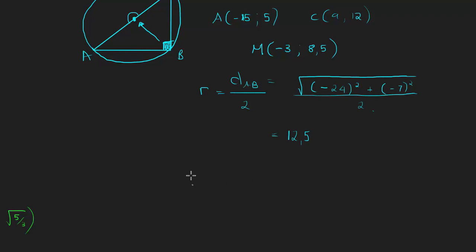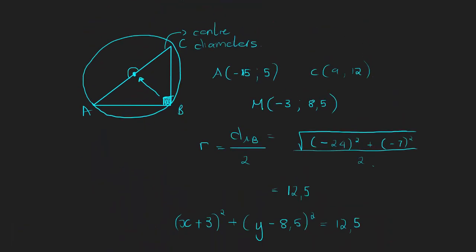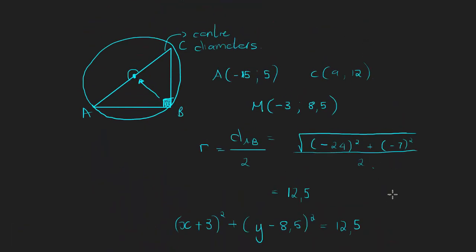Okay, so there we go. The equation of my circle is x plus 3 squared plus y minus 8.5 squared is equal to 12.5. Excellent. And let's see how we're doing on time. Yeah, 20 minutes with explanations and hiccups. So definitely you should be able to do this in the time given for the test.